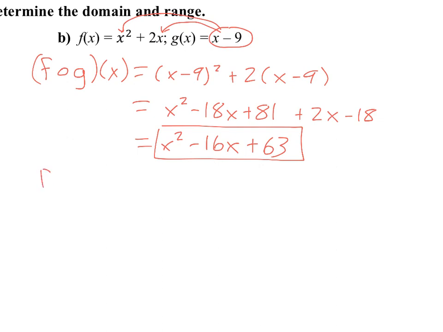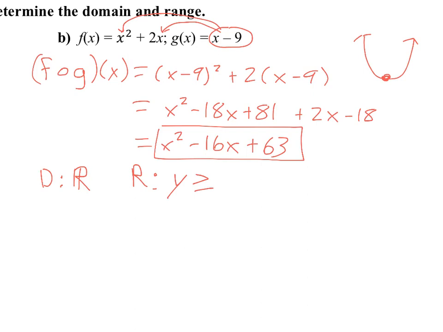Recall that is a quadratic, which means the graph is a parabola. It is a parabola that opens up. When a parabola opens up, it has a minimum. Remember, the domain for a quadratic equation is all real numbers. The range, however, you have to find the vertex. Because that's a minimum, I know the range is going to be y is greater than or equal.